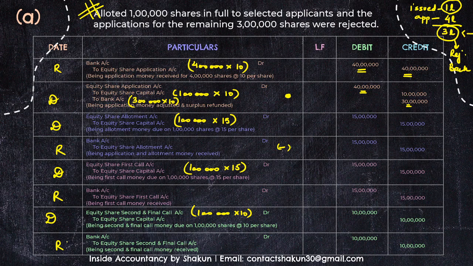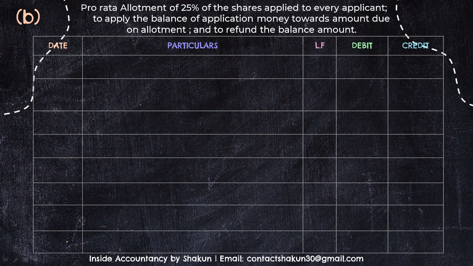Now let's move to the second case. Again, I'm going to write here so that you do not forget. The number of shares issued were 1 lakh, and you had received applications for 4 lakh, right? We had excess of 3 lakh with us, right? This was the criteria.